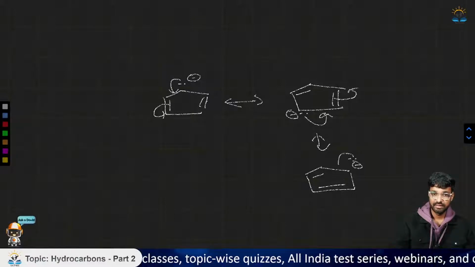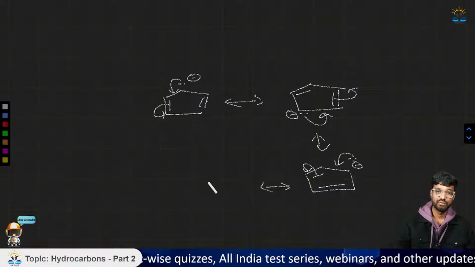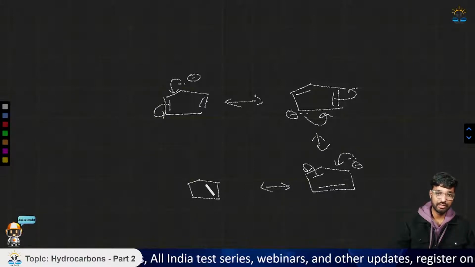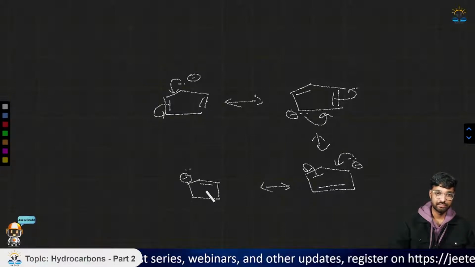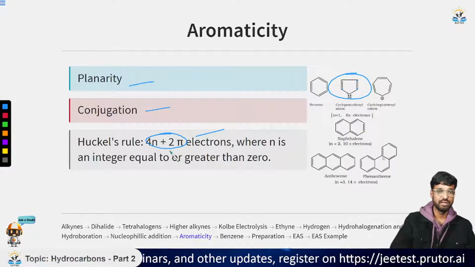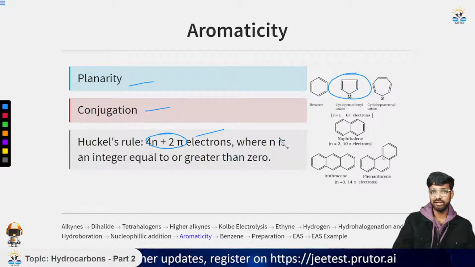And at last we will get the same structure. So if you keep on rotating this thing, it will resonate through the whole of this ring. So it is completely in conjugation. So the second criterion is to be conjugated, and the third criterion is that it should have 4n plus 2 pi electrons. So what is the meaning of this?